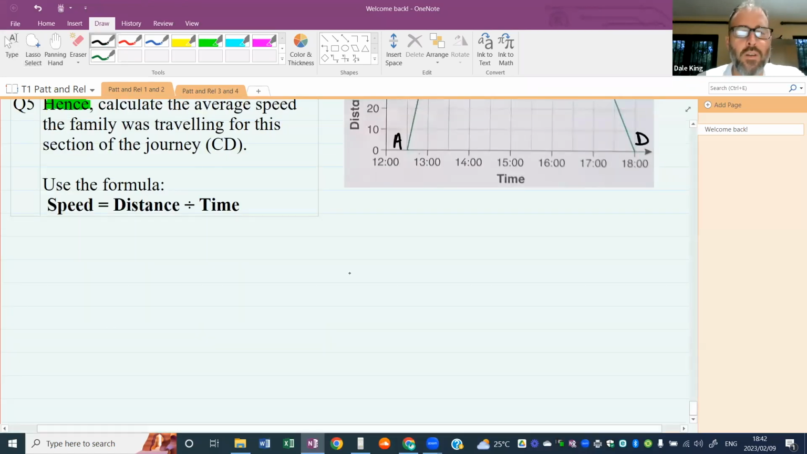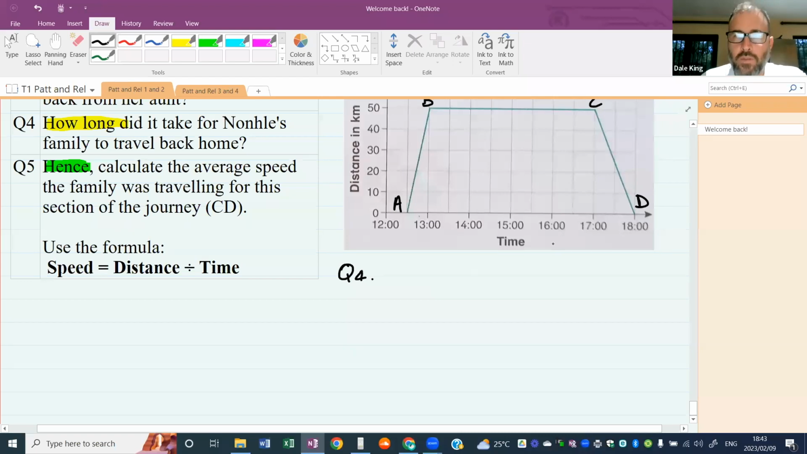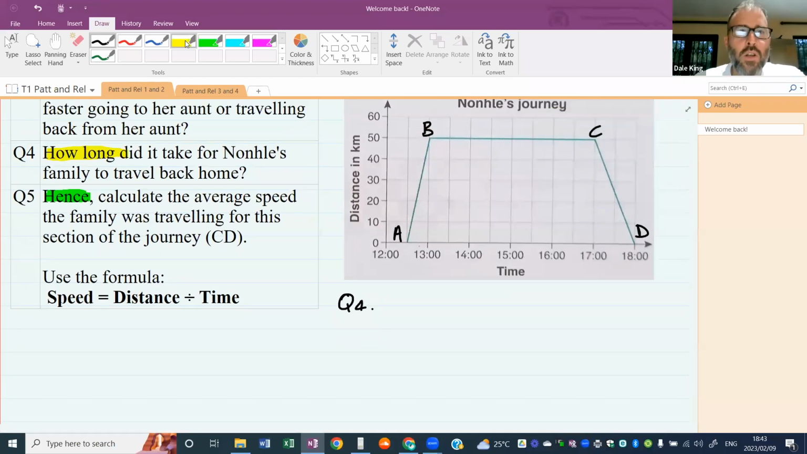All right. We should have some answers in. Let's see how you guys did. Okay, so for question 4, we need that information in question 5. So let's just do question 4 quickly. They say, how long did it take for the Northeast family to travel back home? So we first have to understand which section is the travel back home section. Who would like to help me with this answer for question 4? Anyone want to raise their hand and speak to us tonight? Tell us about question 4 and how they got their answer.